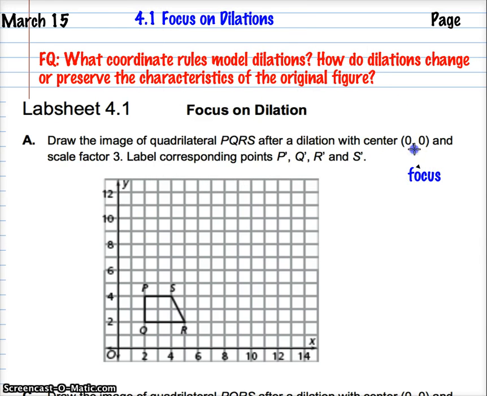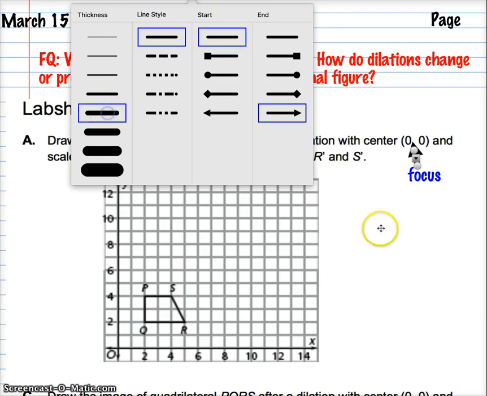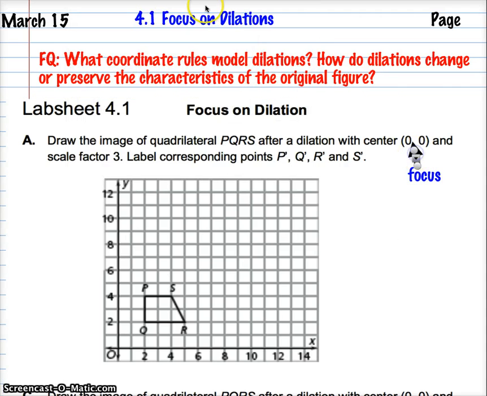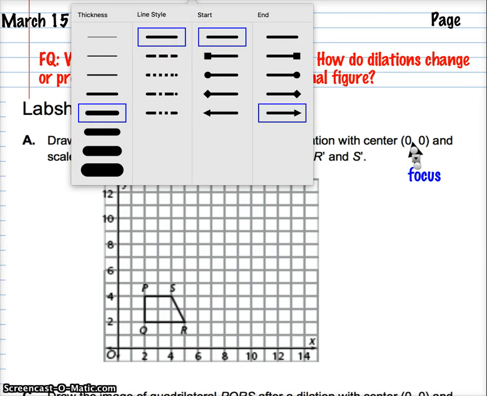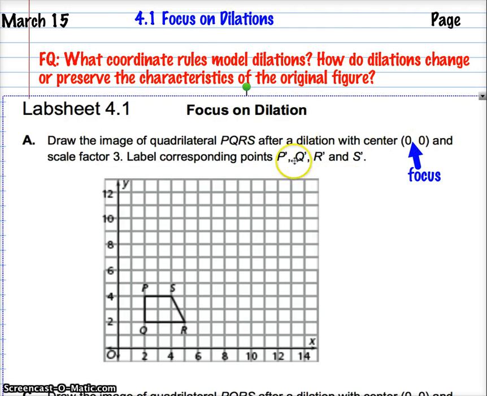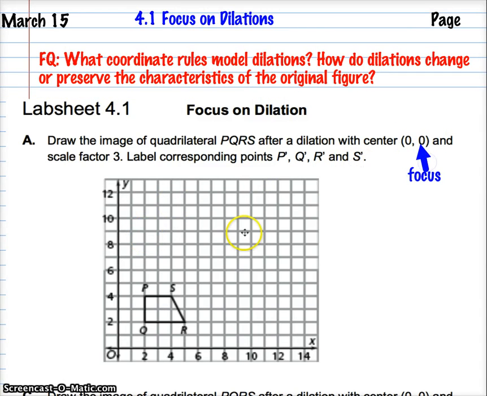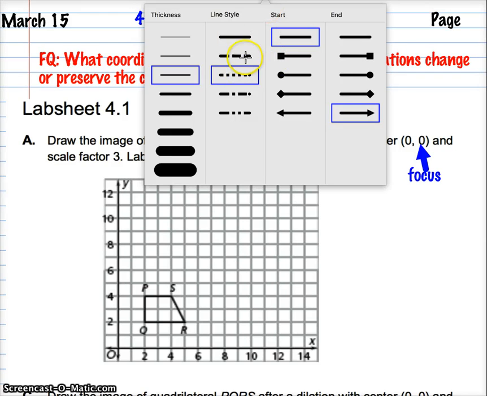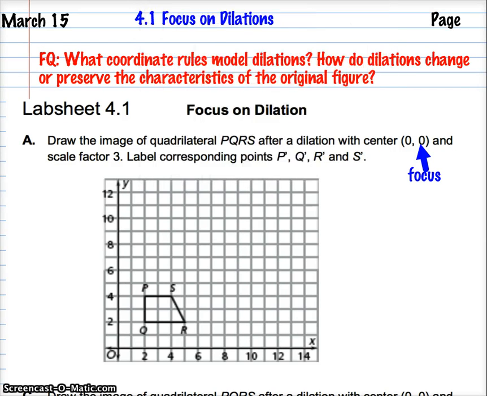So your focus is actually going to be this part right here. Your focus is where your lines are coming from. For those of you who are very artistic, your focus is your vanishing point. Where does it vanish to? Where does it start from? Okay, so I'm going to draw lines starting from 0, 0, our origin, and they're going to extend through each point. Okay, so I'm going to do this in a dotted line, and I'll do this in a separate color so you can see what it looks like a little bit more clearly.